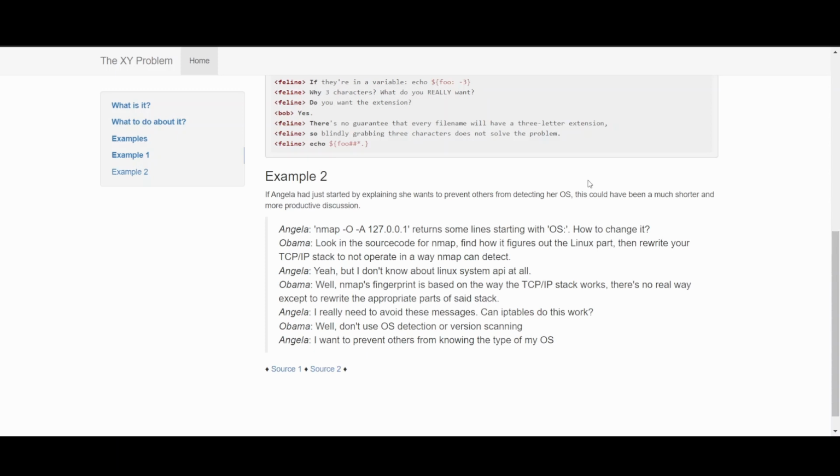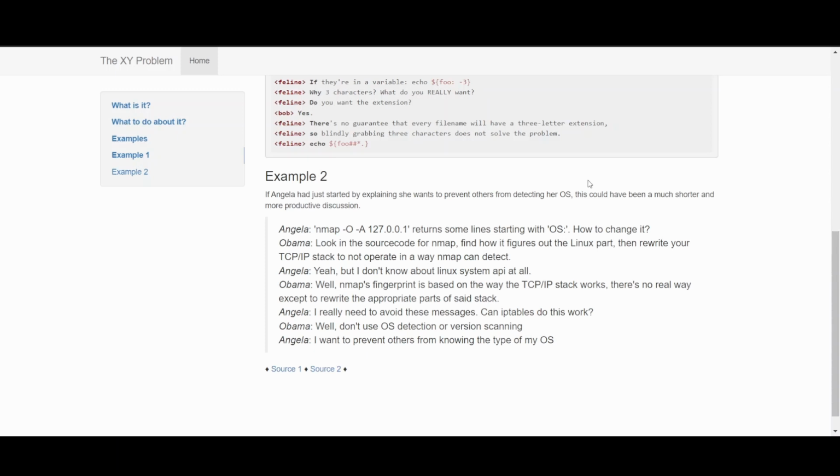Obama: Look in the source code for map, find how it figures out the Linux part, then rewrite your TCP/IP stack to not operate in a way map can detect. Angela: Yeah, but I don't know about Linux system API at all. Obama: Well, map's fingerprint is based on the way the TCP/IP stack works. There's no real way except to rewrite the appropriate parts of said stack. Angela: I really need to avoid these messages. Can iptables do this work? Obama: Well, don't use OS detection or version scanning. Angela: I want to prevent others from knowing the type of my OS.